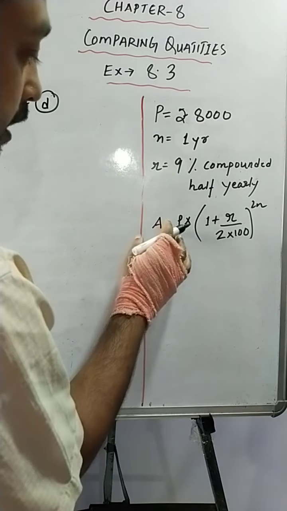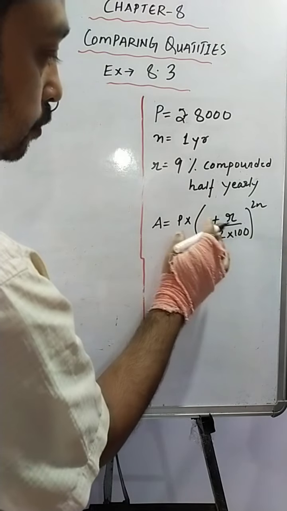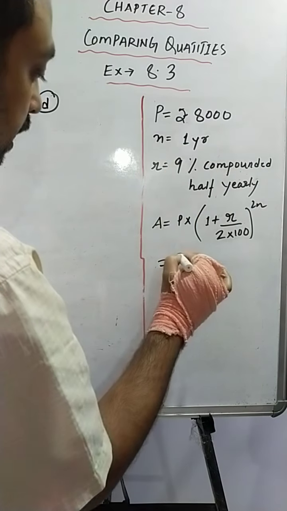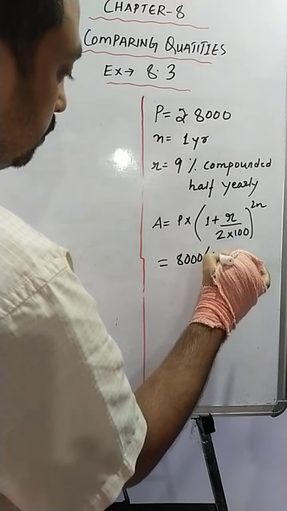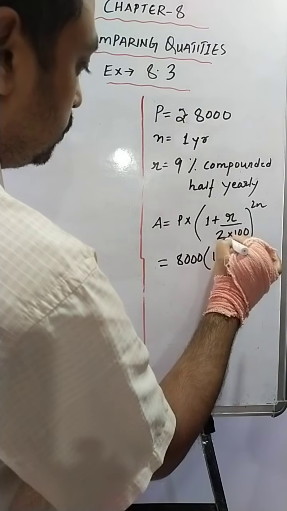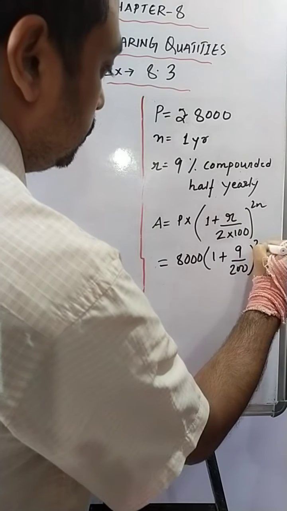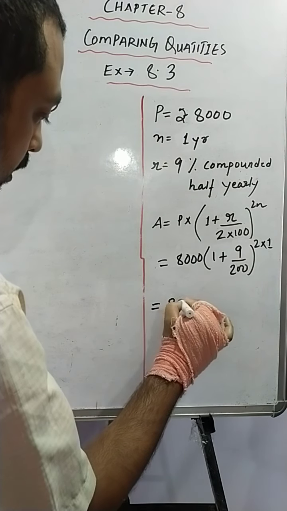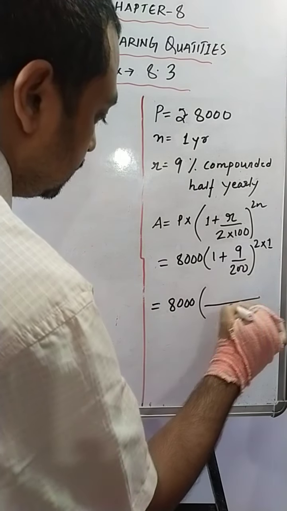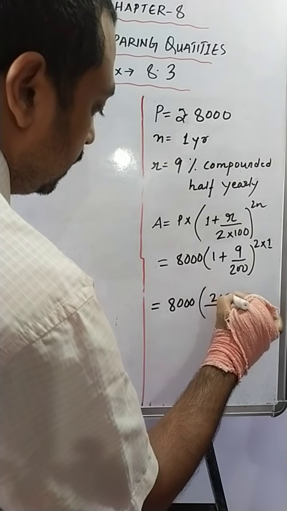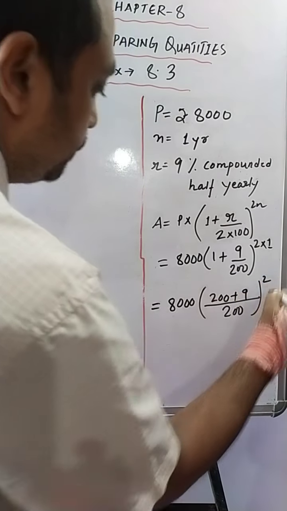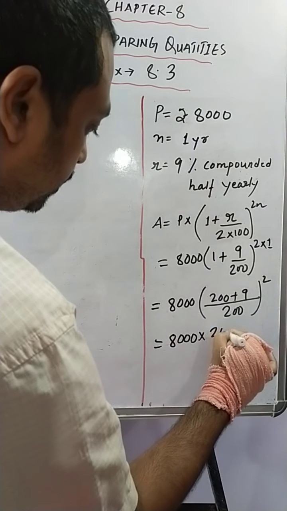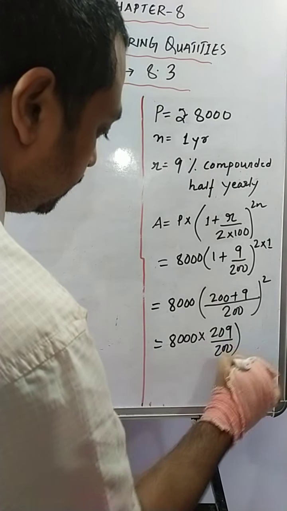So it is A equals P into, inside the bracket, 1 plus R by 2 into 100, to the power 2n. Now let's put the values. This is 8,000. 1 plus R, 9 is given, 2 into 100 is 200, 2 into N, N is given 1 this time, so we'll put 1 here. Okay, so that means 8,000. Solve the bracket. That is, 200 will be the LCM. Here we will have 200 plus 9 to the power 2. So 8,000 into 209 by 200 to the power 2.